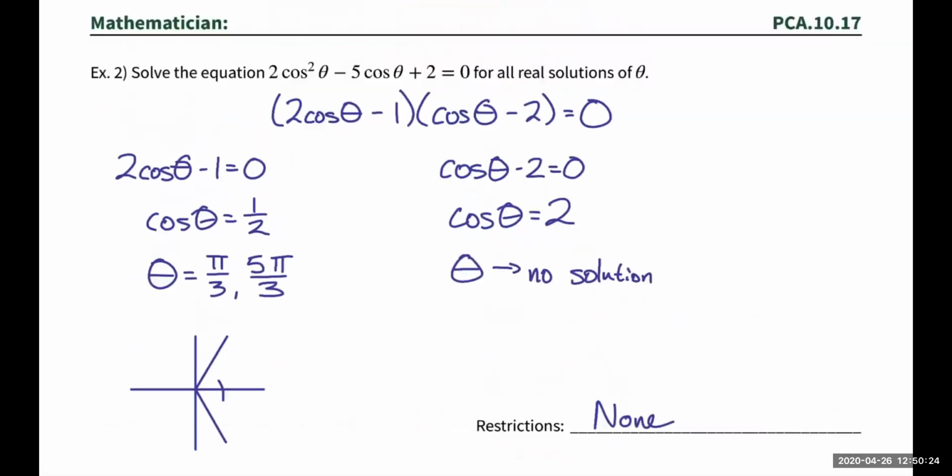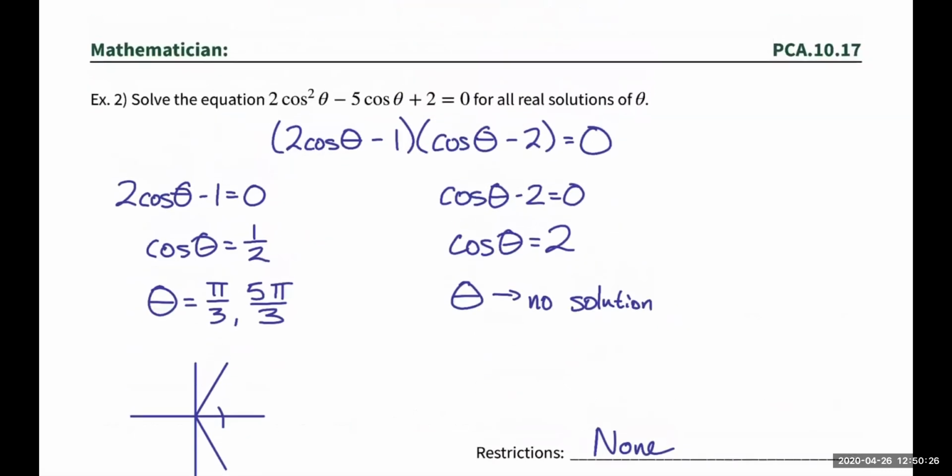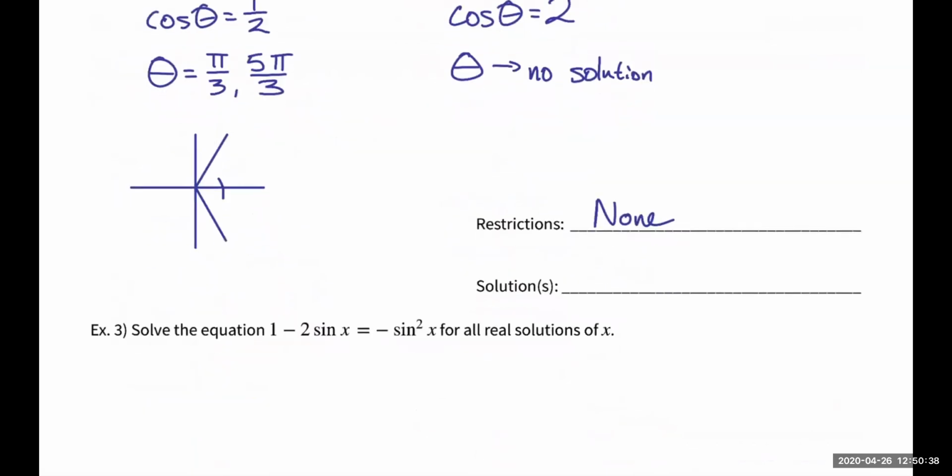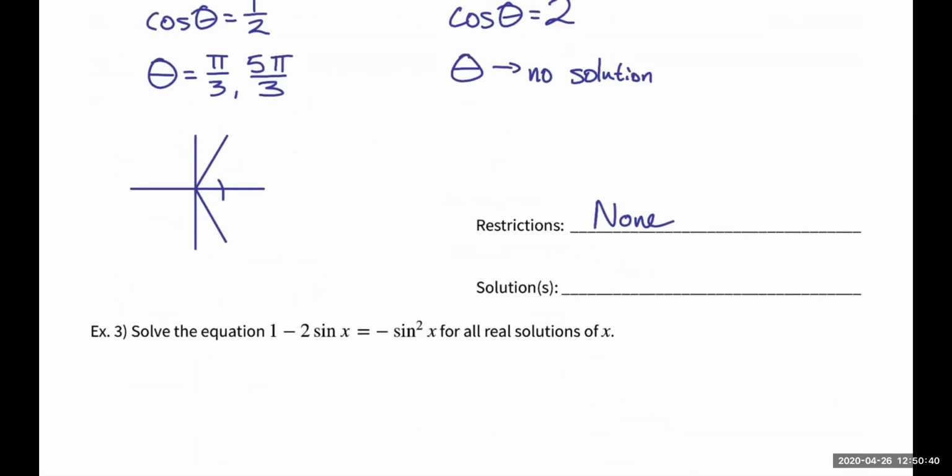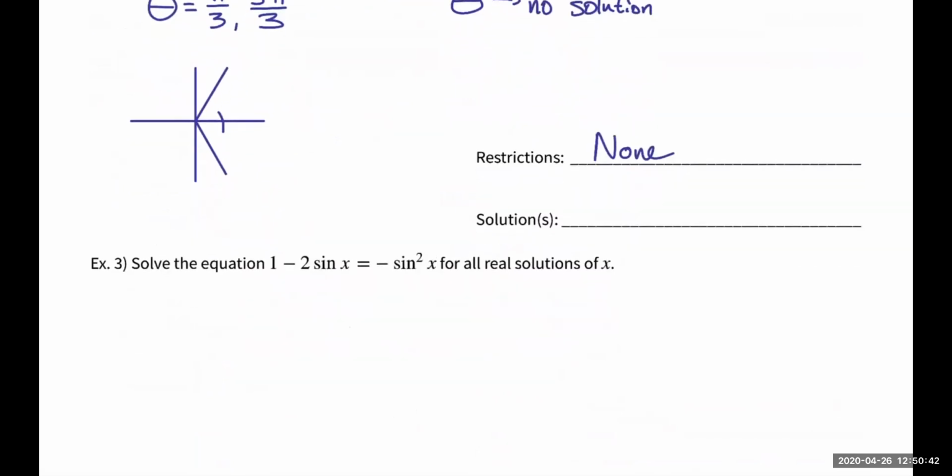All right, here's the other part. Make sure that you're on the lookout for what the instructions are for any given problem. If it was just solutions from 0 to 2 pi, then we can just write these two numbers and call it a day. But this is for all real solutions of theta, all right? So that just means that we need to adjust with our plus 2 pi k at the very end.